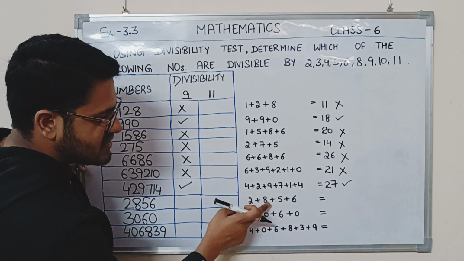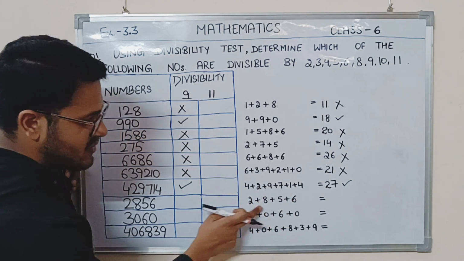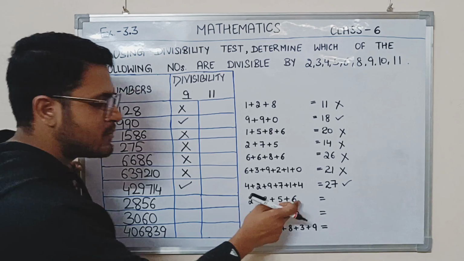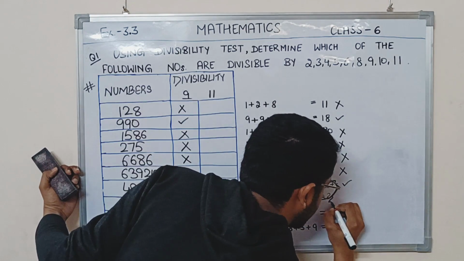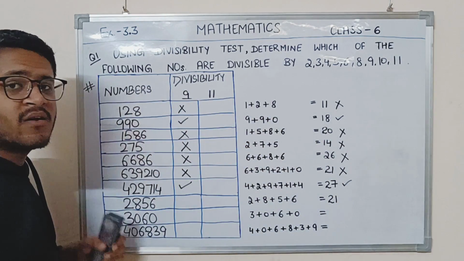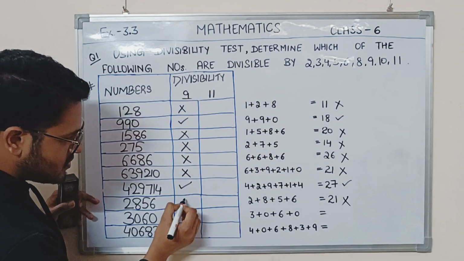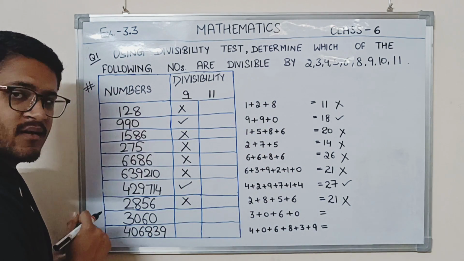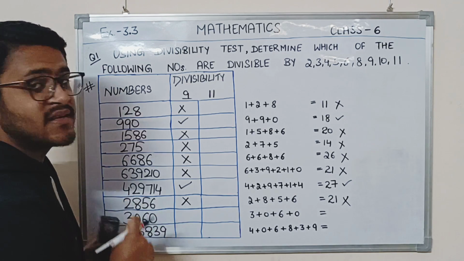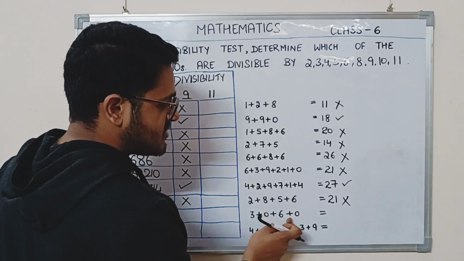2856. 2 plus 8 plus 5 plus 6. 2 plus 8, 10. 10 plus 5, 15. 15 plus 6, 21. Now, tell me, is 21 divisible by 9? No. Therefore, this whole number is also not divisible. Right? Next, 3060. 3 plus 0 plus 6 plus 0.